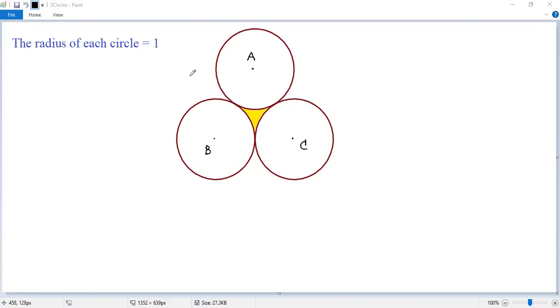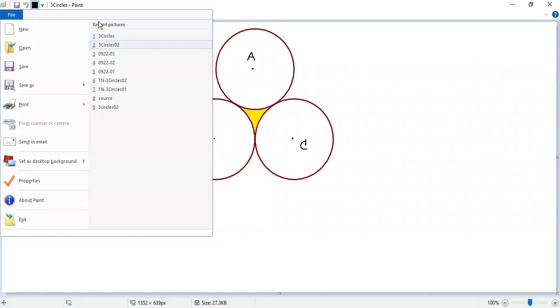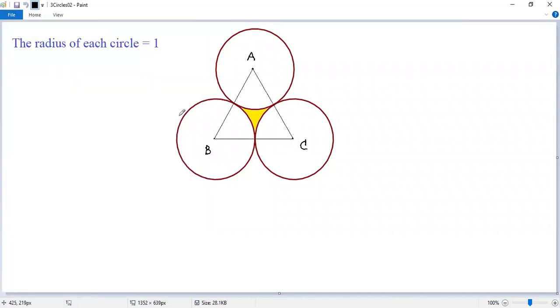The 3 unit circles are tangent to each other, right? To figure out the area of the shaded region here, let's connect their centers. So we get something like that. We know the line passing through the 2 centers also passes through the tangent point.